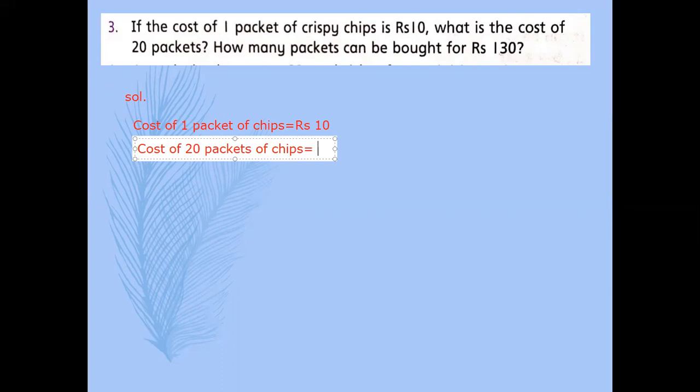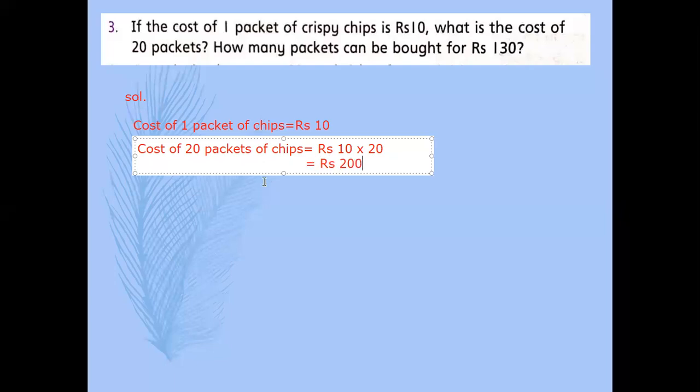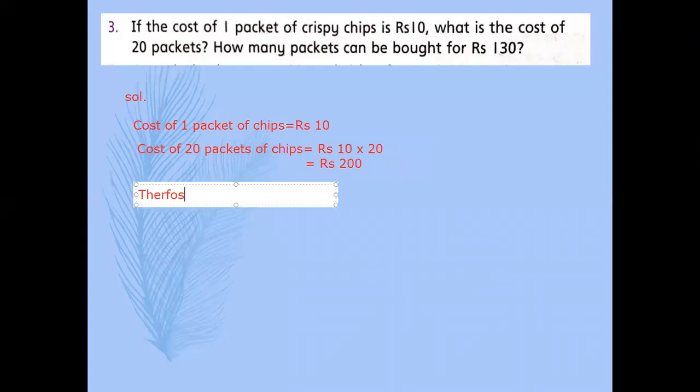So what we are supposed to do, because for 1 unit we have, for more we are going to calculate. So that means we are going to multiply. Don't mix it up. Okay. So 10 times 20, what is the cost of 20 such packets? That is going to be 200. Therefore, because it's a part of the question, let's write the statement for it first. The cost of 20 packets of chips will be 200 rupees.